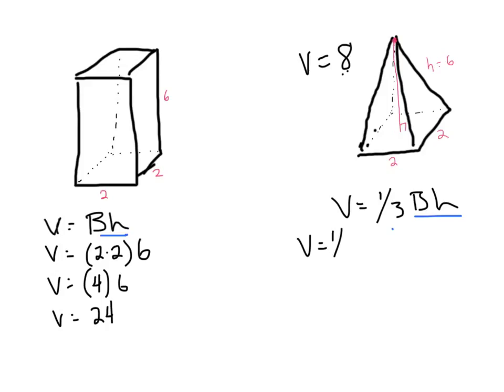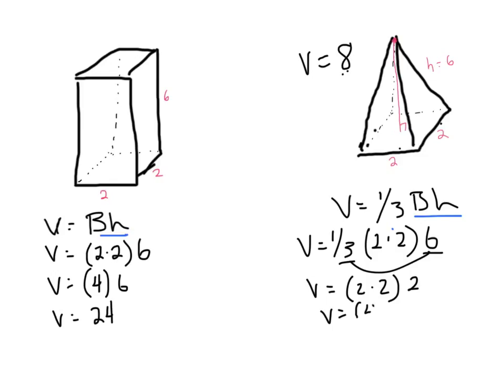So I have volume is 1/3, area of the base. Again, my base is a square, and it's a 2 by 2. And then my height is 6. Okay, now what I like to do when I'm working with this stuff, the less numbers I can take, the better. I'm going to take 1/3 of 6 because that goes in evenly. And 1/3 of 6 comes out to be 2. So that's going to leave me with volume is 2 times 2, I still have that parentheses, times 2. So 2 times 2 is going to give me 4, and 4 times 2 is going to give me that volume of 8, like I predicted.